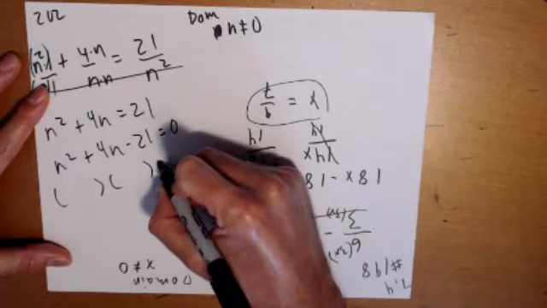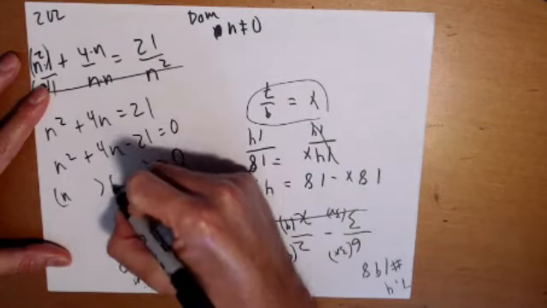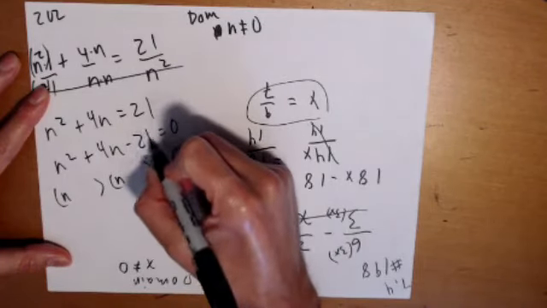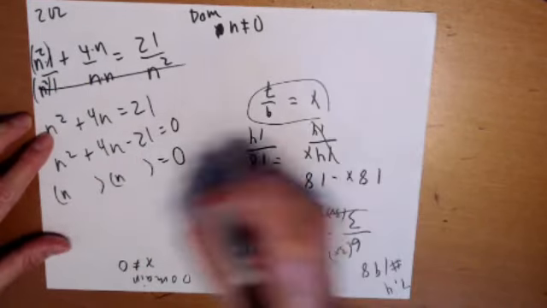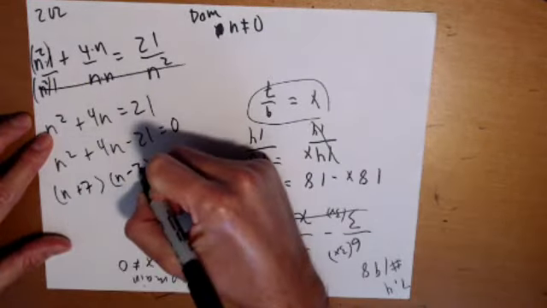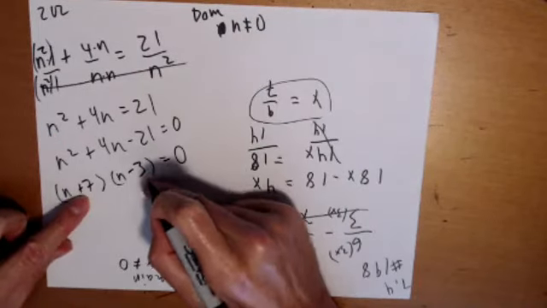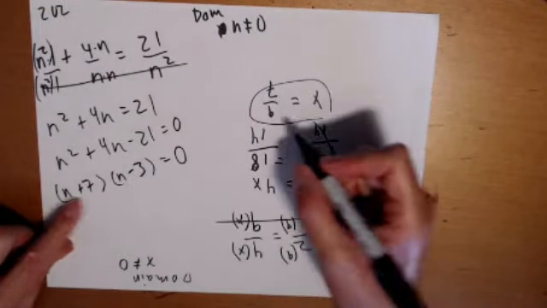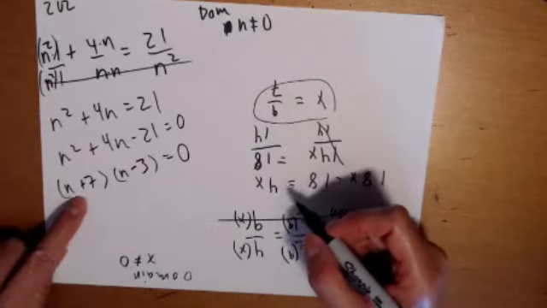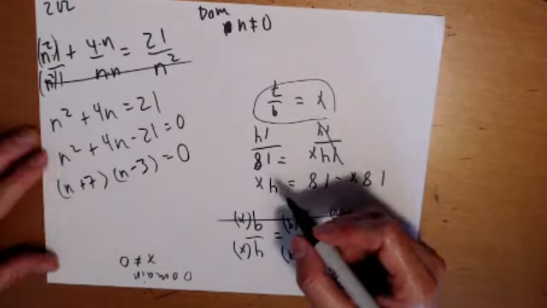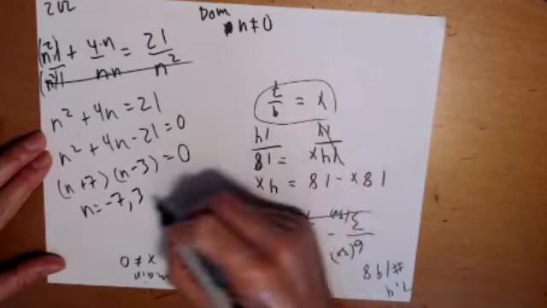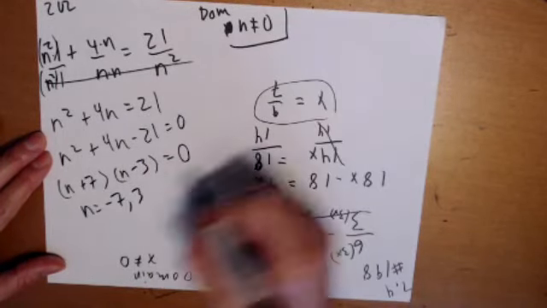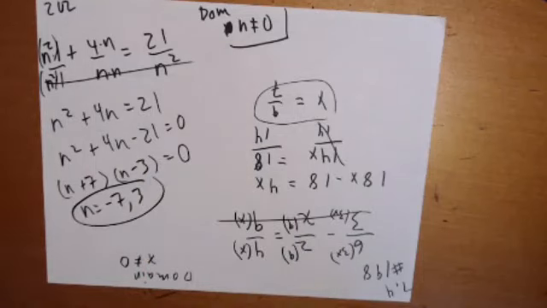Factor this using x method or guess and check. 3 times 7 is 21. They have a difference of 4. Signs are different. The bigger guy is positive. Plus 7, minus 3. Double check. Negative 21. Combine them. Positive 4. And if you just look at these, since it's just like n plus 7 and n minus 3, it should be easy. So n is just negative 7 or positive 3. And double check the domain. So these answers are cool. Woohoo!